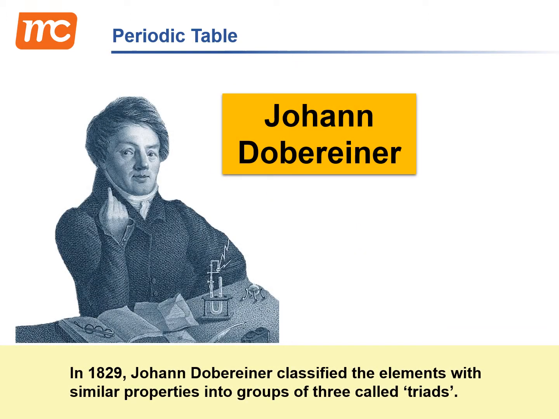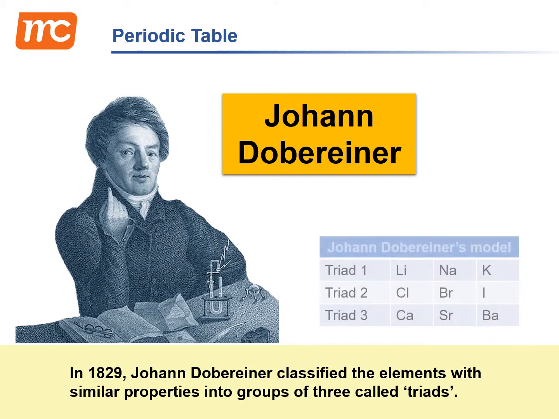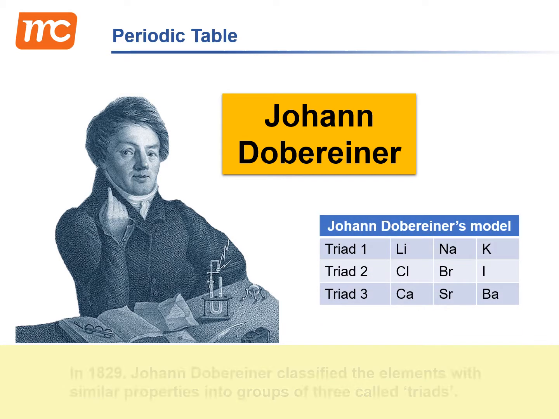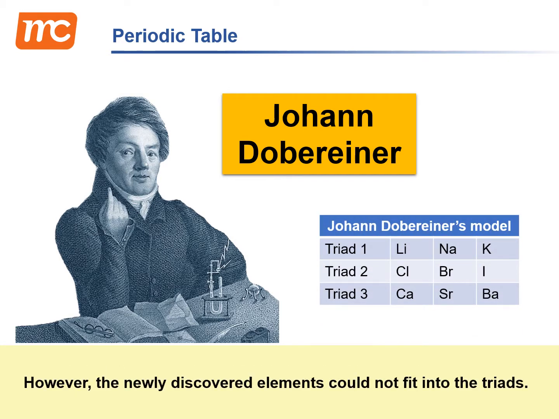In 1829, Johann Dobereiner classified the elements with similar properties into groups of 3 called triads. However, the newly discovered elements could not fit into the triads.